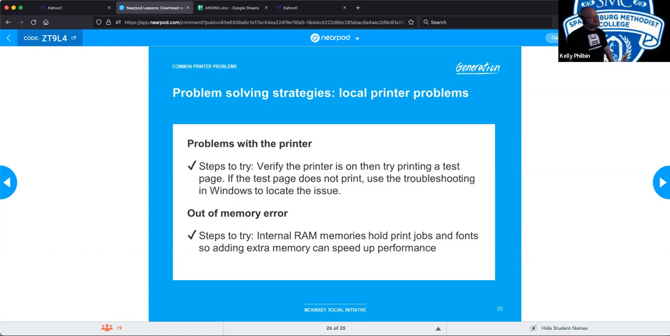Out of memory error. With larger printers in offices, if a whole bunch of people are trying to print, it may actually run out of the ability to store those jobs. The internal RAM might not be able to hold all the jobs, and especially fonts. If anybody's ever dealt with a graphics designer, these guys love fonts. They'll have like 20 or 30,000 different fonts that they play with, and that eats up so much memory on printers. So in cases where they're regularly going to be utilizing this stuff, you may need to add extra memory or RAM to these larger printers.